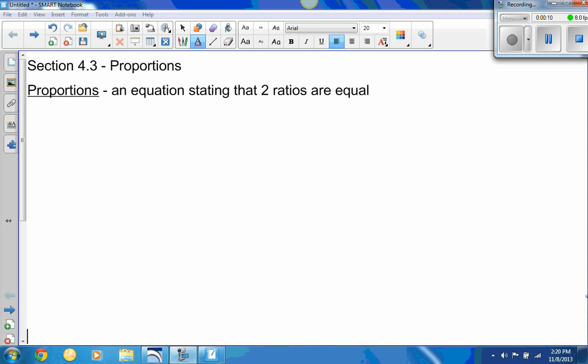Your new video is covering section 4.3 out of the book, which is proportions. Another word for proportion is equal. Proportion means equal. If they say something is proportional, they're saying that it's equal. Equal ratios. An equation stating that two ratios are equal.